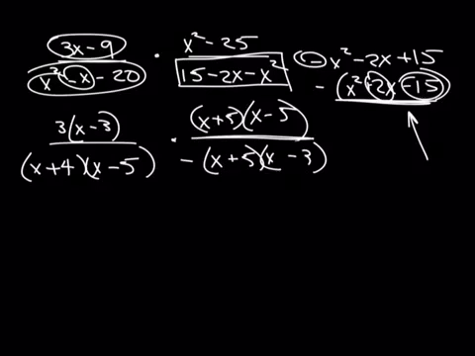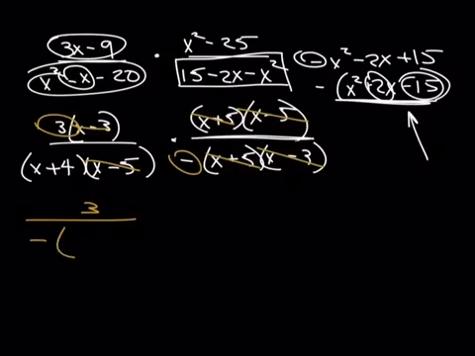Now I can go and start canceling. So I can cancel that with that, that with that, that with that, and that leaves me with a 3 on top over a negative. That negative didn't cancel, it's still there, and then I've got an x plus 4, and that's my answer.